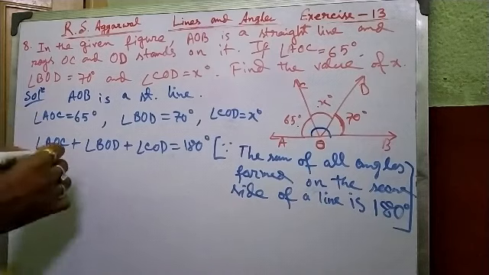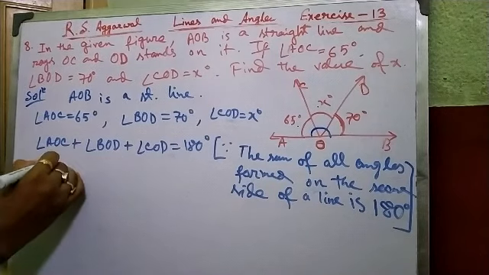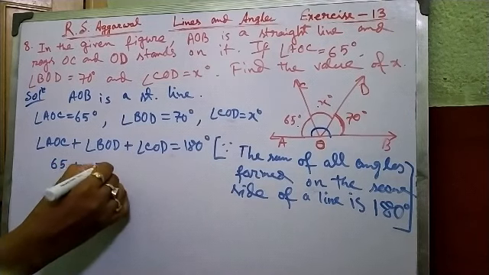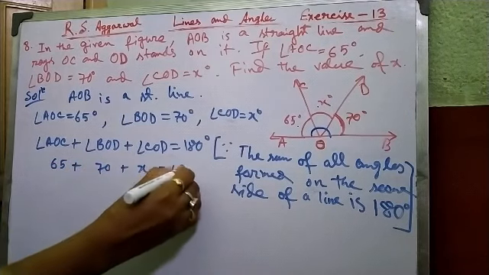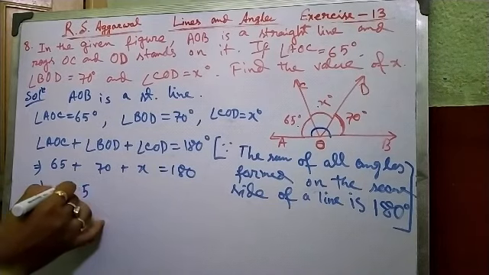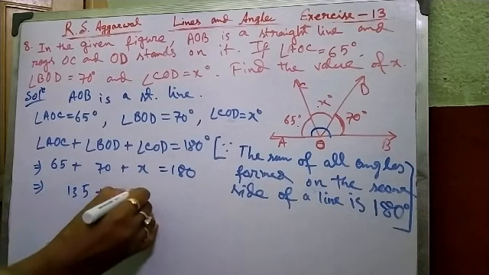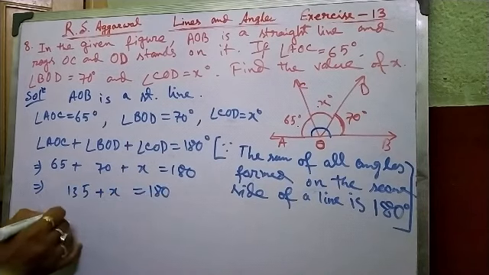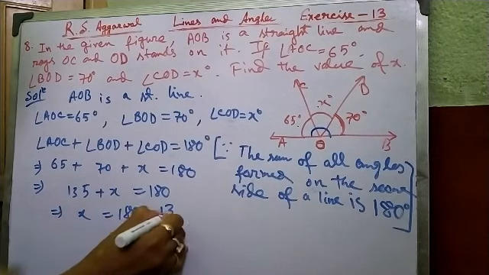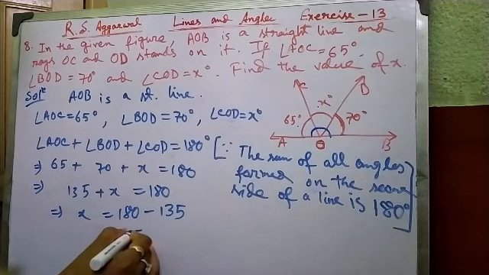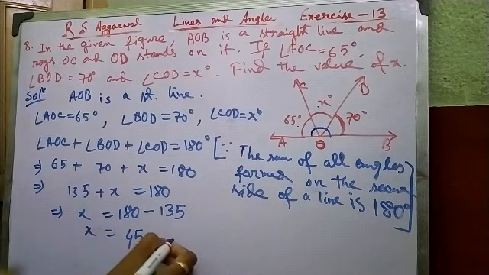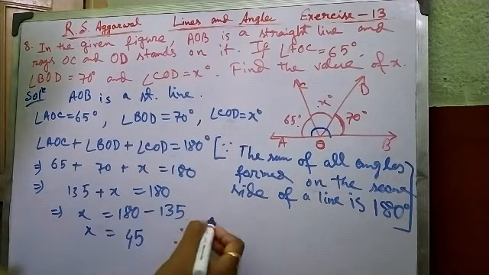Then now we can put the value of these angles. AOC equal to 65 plus BOD equal to 70 plus x equal to 180 implies this will be 135 plus x equal to 180, then x equal to 180 minus 135, that means 45. So the value of x will be 45.